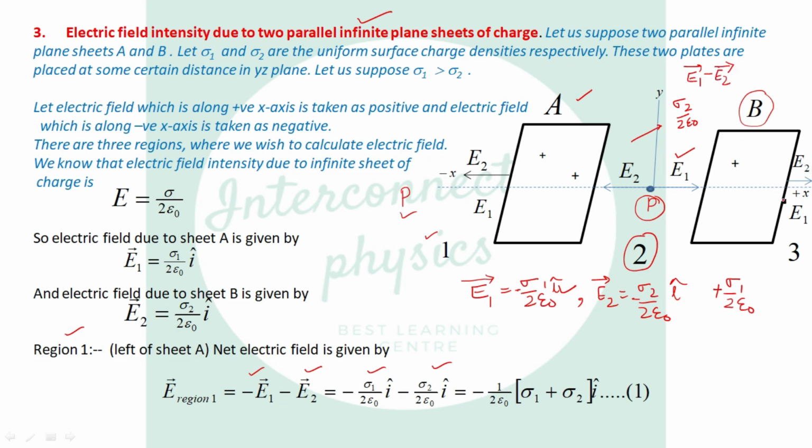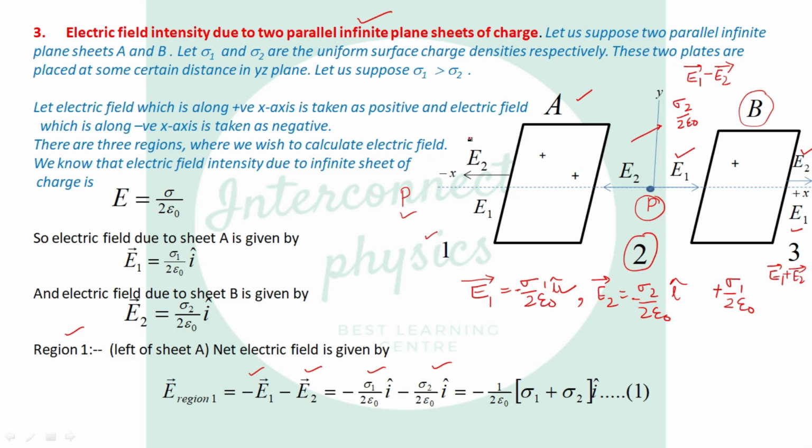Now, in the third region, the electric field of A, E1, will be away from A and along the positive x-axis, so E1 will be positive, and the electric field of B, E2, is also away from sheet B and also along the positive x-axis, so it is also positive. So the net result in region 3 will be E1 vector plus E2 vector because both are positive.